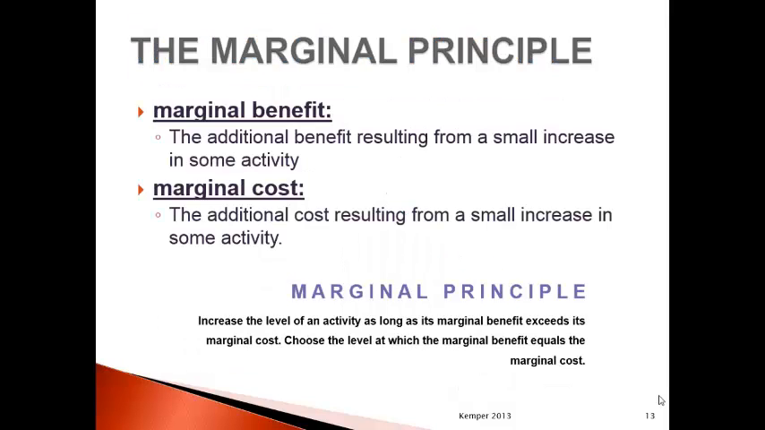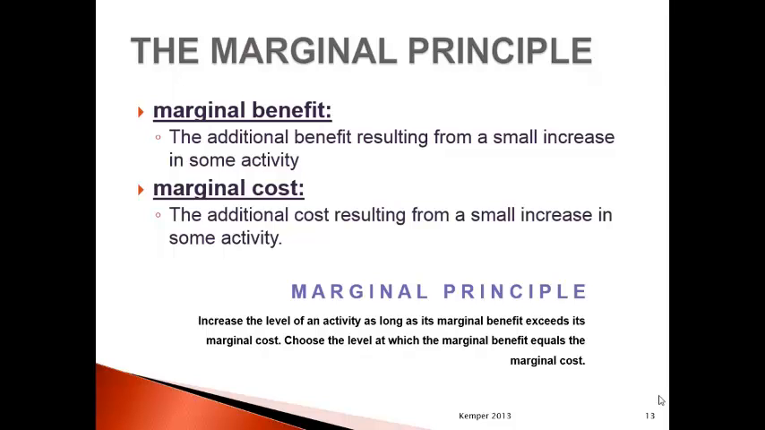Alright, remember how we talked about margin in the first chapter? We're going to bring up our first principle. I think the opportunity cost is actually a principle, but this is a big one. This is our big first principle in this course, the marginal principle. There are 2 things that we look at constantly in microeconomics. It's marginal benefit and marginal cost. Marginal benefit is the additional benefit. Remember, margin was 1 additional. Marginal benefit is the additional benefit resulting from a small increase in some activity.